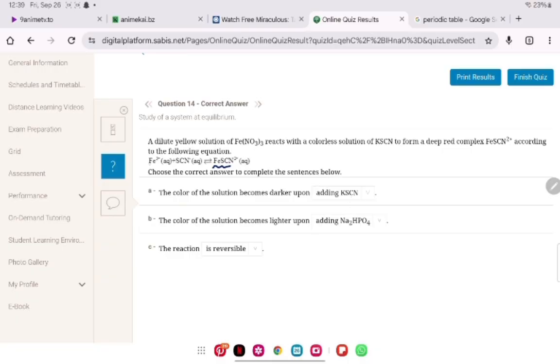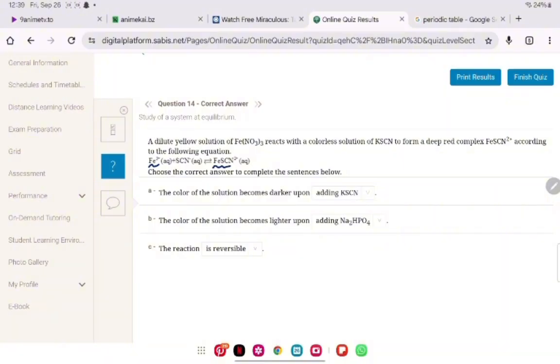Since this is yellow, adding this will make it deep red. Adding more of this will make it darker and more red. So that's why this is the answer.